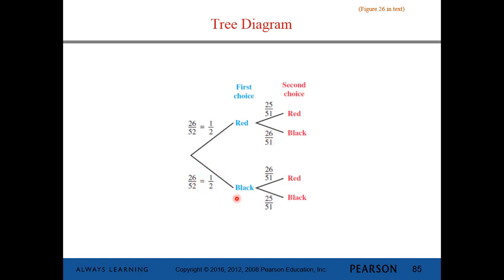And then if I come down here, if I drew a black card on the first draw, well, the probability of drawing a red is 26 out of 51, because there's still 26 red cards in the deck when I draw my second card. But if I want the probability of getting a black card, given that I got a black card on the first draw, well, that's going to be 25 out of 51. Okay, so the probability of getting a black and a black is going to be 1/2 times this. The probability of getting black followed by red is 1/2 times this. The probability of getting red followed by black is this times this. The probability of getting red and red is this times this. That's it.